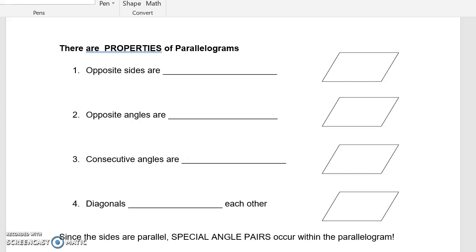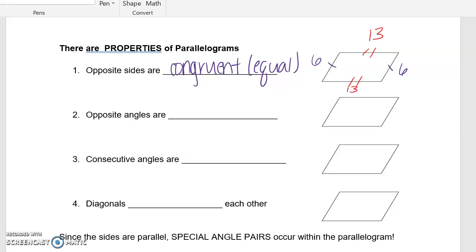So the first property is that opposite sides are congruent, all right? And congruent just means equal. So I'm going to use tick marks here to show you that opposite sides are congruent. Tick marks mean that they're the same. So for example, if this left side was 6, the right side would be 6. If the top side is 13, the bottom side would be 13. All right, so opposite sides are congruent.